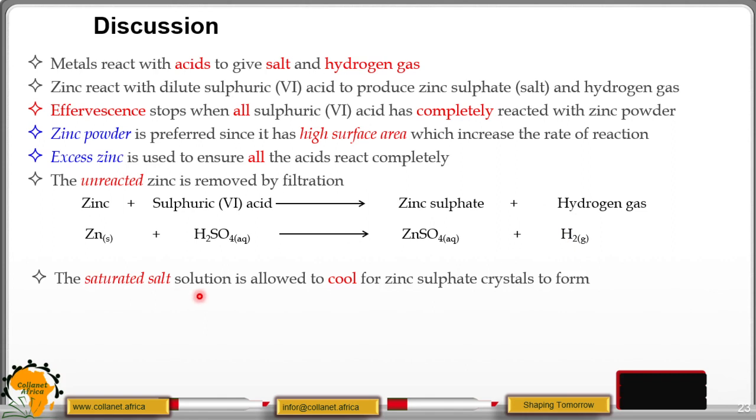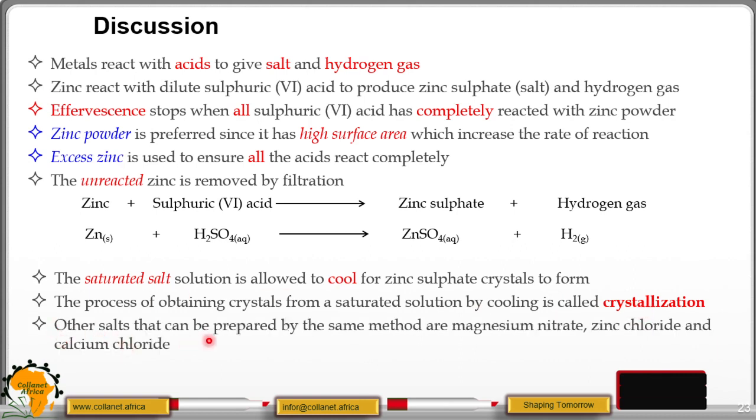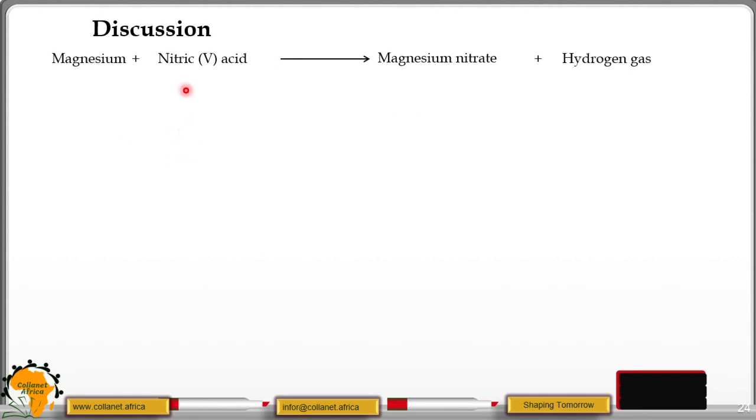The saturated salt solution is allowed to cool for zinc sulfate crystals to form. The process of obtaining crystals from a saturated solution by cooling is referred to as crystallization. Other salts that can be prepared by this method are magnesium sulfate, zinc chloride, and calcium chloride. These are the equations that are involved.